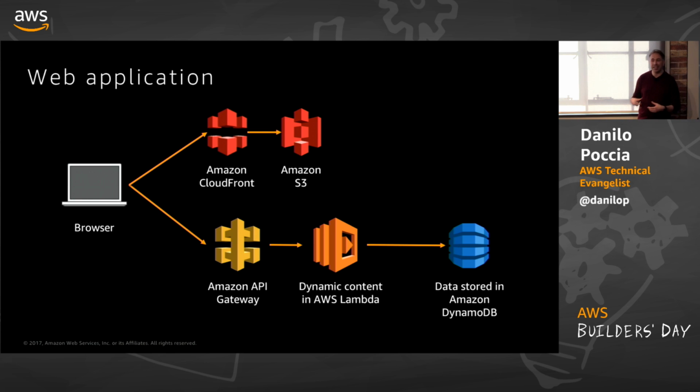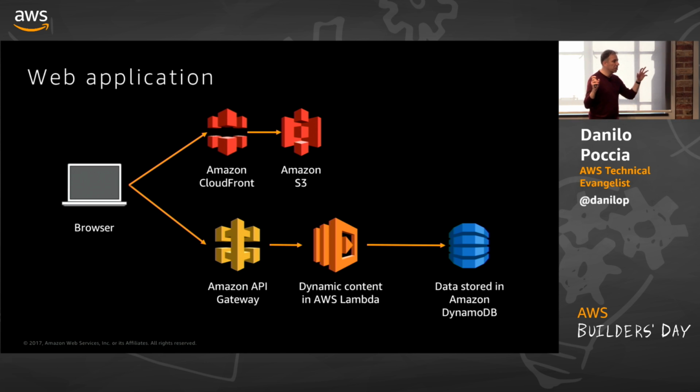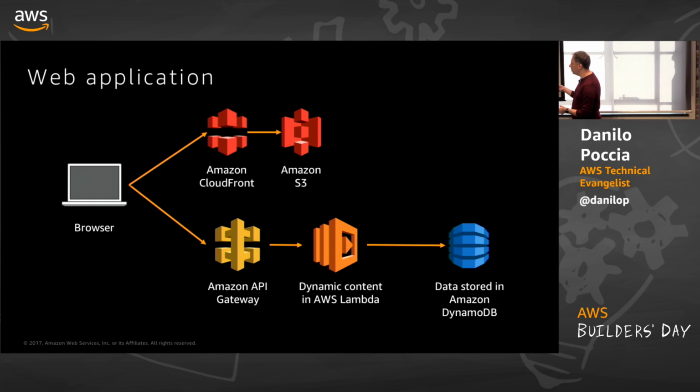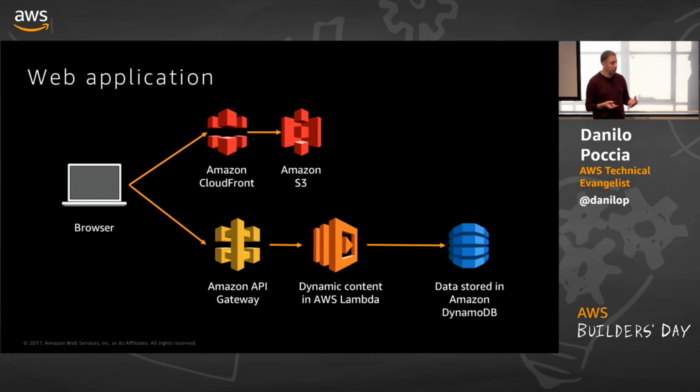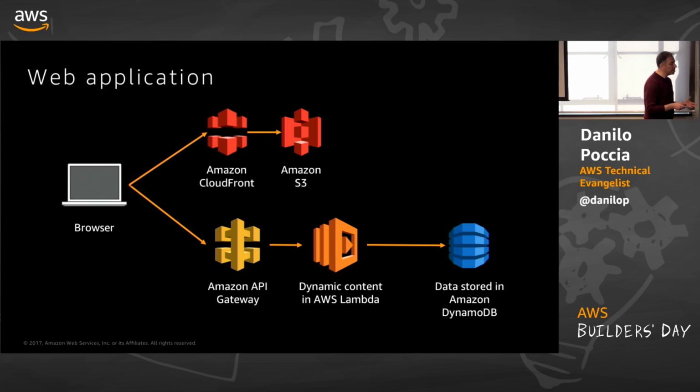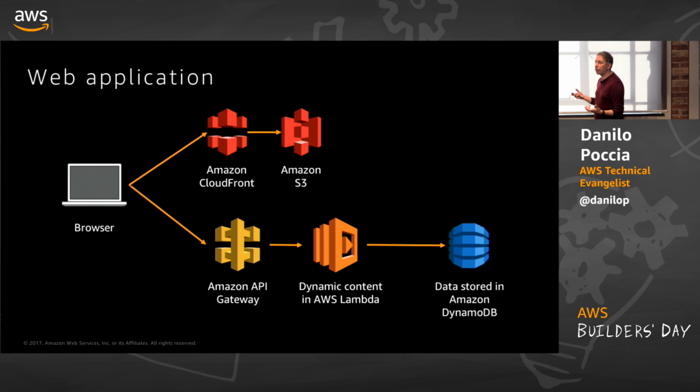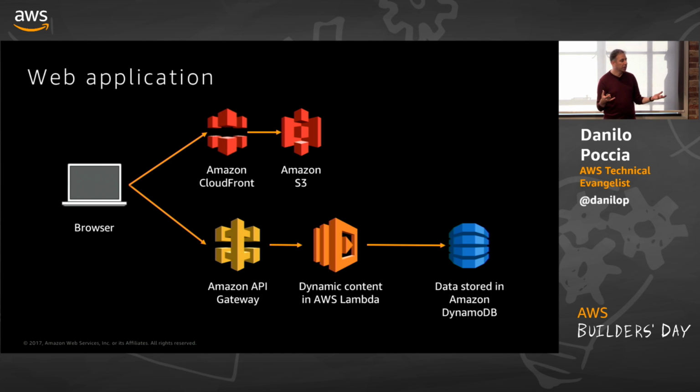And below, we have the dynamic part of your website. So the APIs, for example, that your single-page application is calling. And this can be implemented, as we saw, using the Amazon API Gateway running one or more Lambda functions in the backend. And this Lambda function can do anything. Normally, you will need to persist information somewhere, because Lambda functions don't store data by themselves. So normally you use a database.